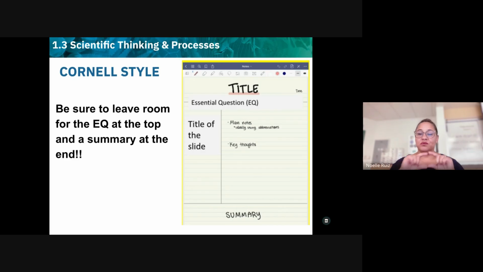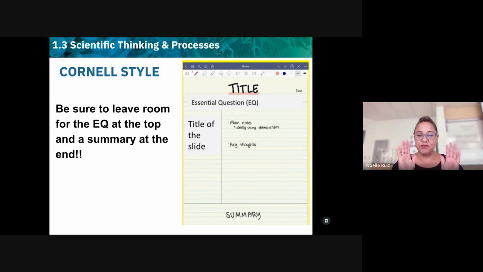Cornell style notes. We put the title at the top. The title can either just be 1.3 notes, that's fine, or if you want to put the whole entire title, the 1.3 scientific thinking and processes at the top of your page, you can do that too. We are going to do an essential question, so leave room for the essential question. We will fill that in at the end, just like we did last week.